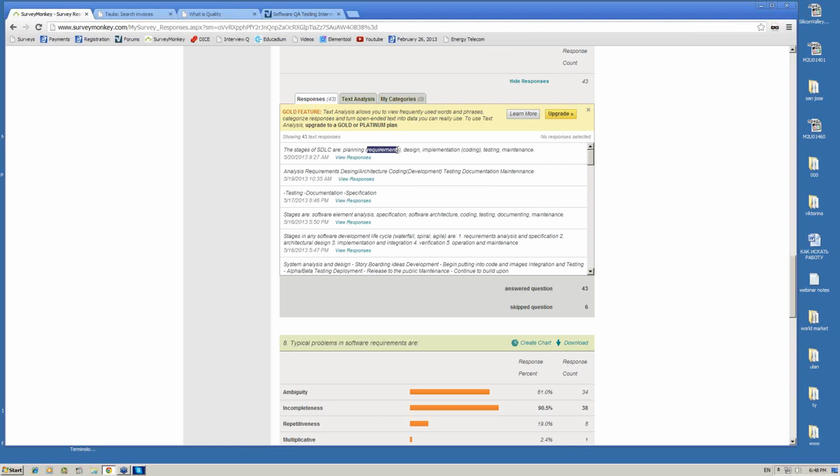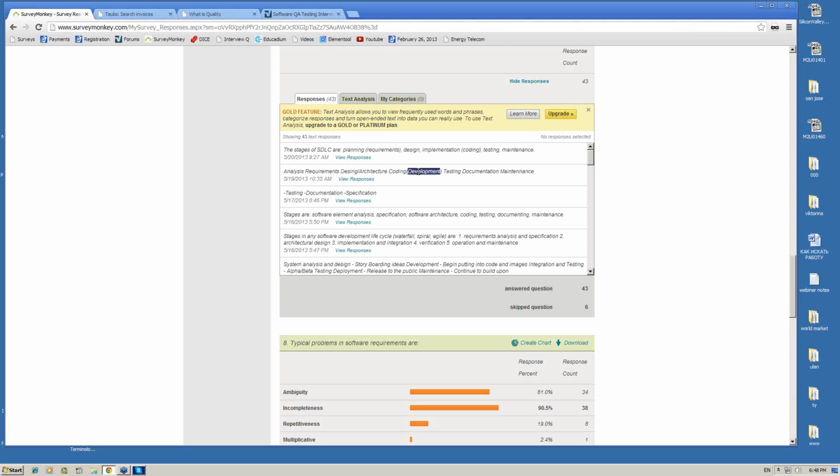Requirements is a separate stage. You don't have to put requirements in brackets here. Okay. Requirements is a separate stage. Instead of planning, you can say, let's say, analysis, for example. Analysis, requirements, design, implementation, coding, testing, maintenance. Good. Analysis, requirements, design / architecture, good.